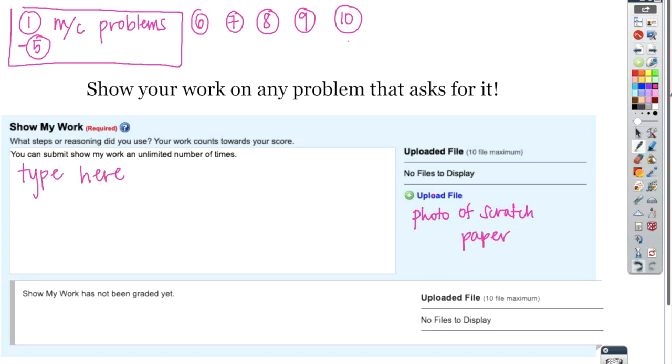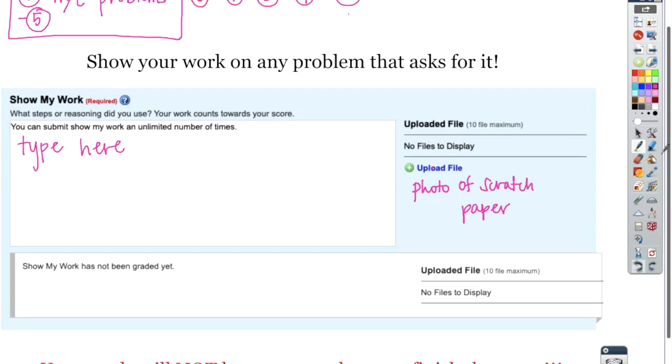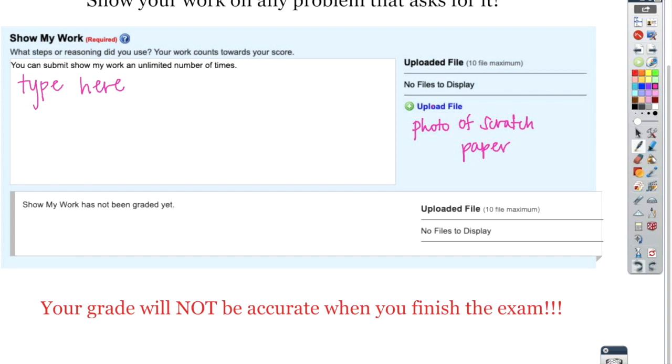So hopefully that's clear. The other thing that I want to talk about, actually two more things. This one's really important. Your grade will not be accurate when you finish the exam. In fact, it will be much higher potentially than your real grade. So WebAssign automatically gives 100% for your work.